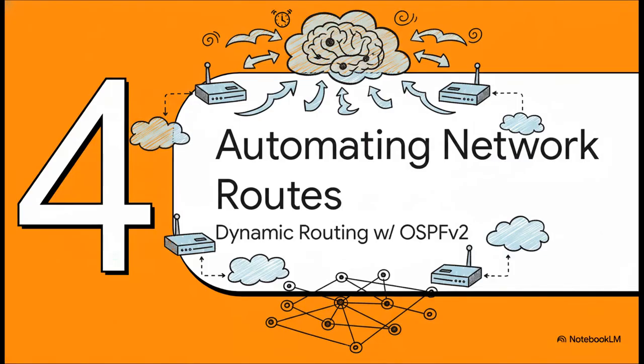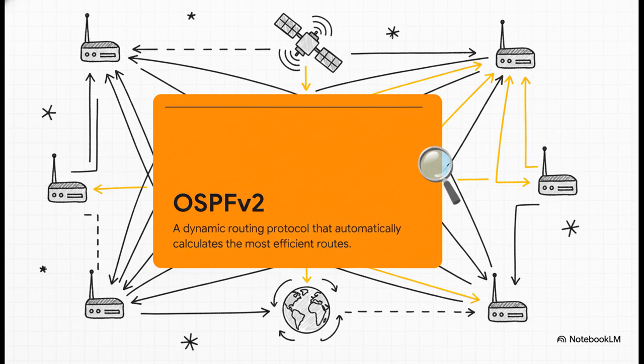Okay, our sites are connected, but we've still got a pretty major challenge. Right now, our routers only know about their directly connected networks. We need a way to teach them about all the networks across our entire enterprise, and we need them to update this information automatically if something changes. The tool for this job is a dynamic routing protocol called OSPF.